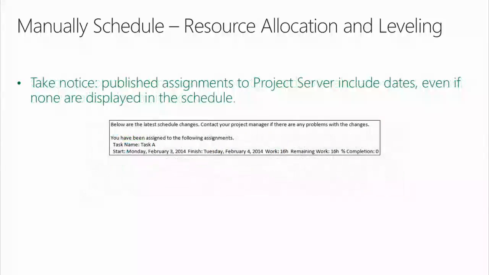Next, take notice. Published assignments to Project Server include dates, even if none are displayed in the schedule. So I just went out and opened up a schedule in our Project Server environment, manually scheduled, pure placeholder, assigned myself to it, wiped out all the duration, start, and finish values, and then I published the project. And within seconds, I got an email from the Project Server database showing me what? Dates. There is a schedule. It's a display thing.